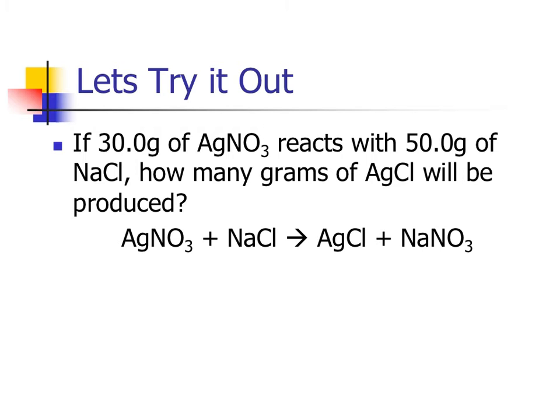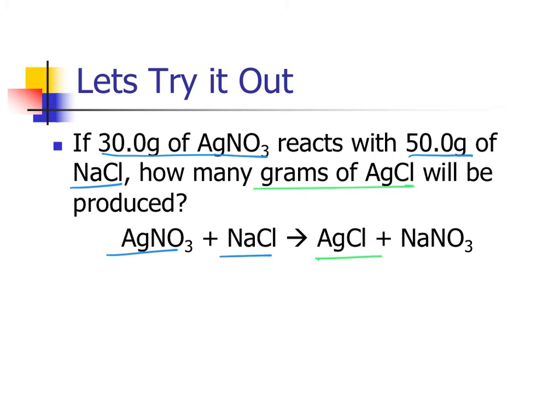So let's try another one out. If I have 30 grams of silver nitrate and that reacts with 50 grams of sodium chloride, how many grams of silver chloride will be produced? Well, the chemical reaction that we're given is balanced out for us. And so my givens are 30 grams of silver nitrate and 50 grams of sodium chloride. My want is grams of silver chloride.